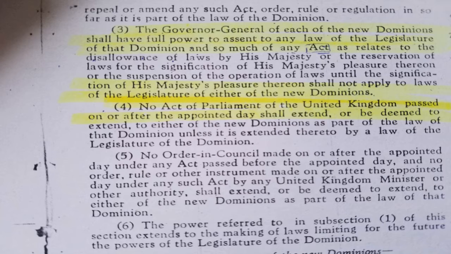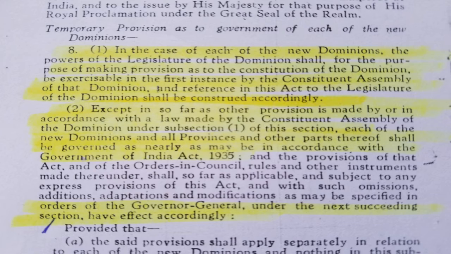Now, there were 2 principal sections which may have determined the whole case. There was Section 6(3) of the Indian Independence Act, which said that the Governor General of each of the 2 dominions shall have full power to assent to any law passed by the legislature of the dominion. And then there was Section 8(1), which said that the powers of the legislature of the dominion would be, in the first instance, as far as framing the constitution goes, exercised by the Constituent Assembly, and reference to the legislature of the dominion shall be construed accordingly.